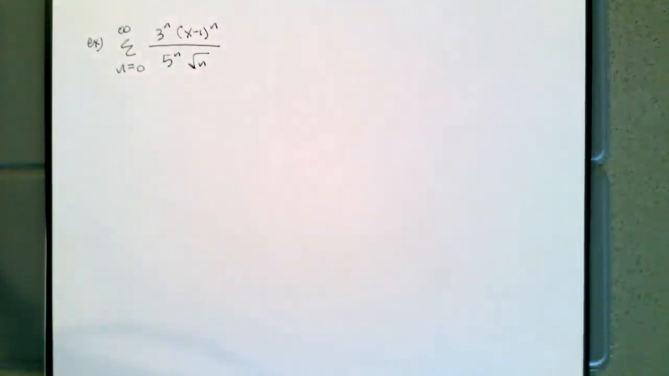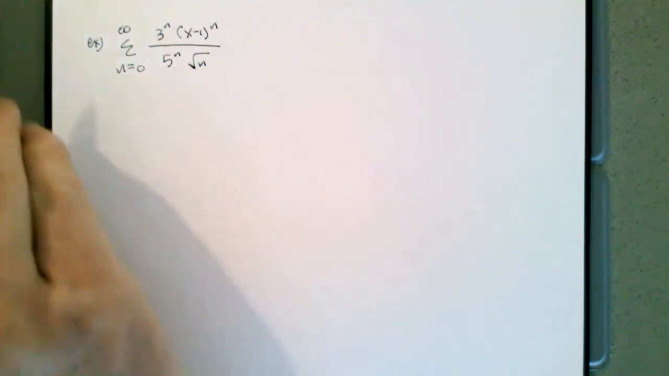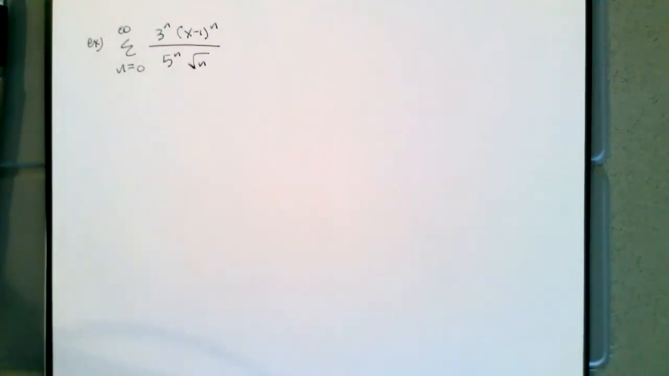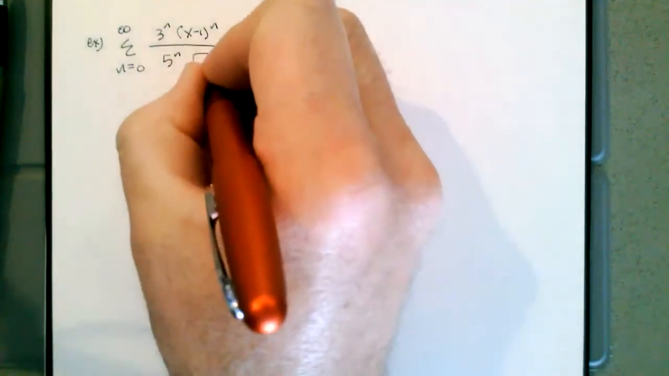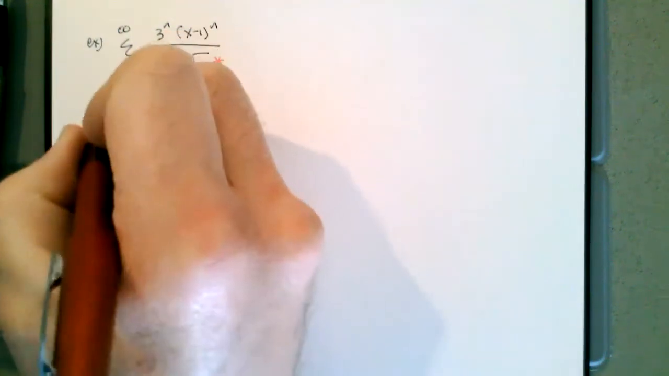But if I trade my n squared for a square root of n, now I have a different decision about the endpoints. Now one endpoint will look like an alternating 1 over the square root of n, which converges, and the other endpoint looks like a non-alternating 1 over the square root of n, which diverges. So I've changed up the endpoint scenario.